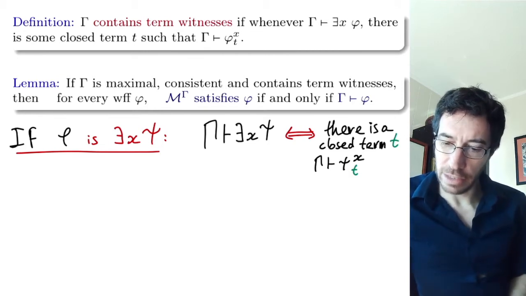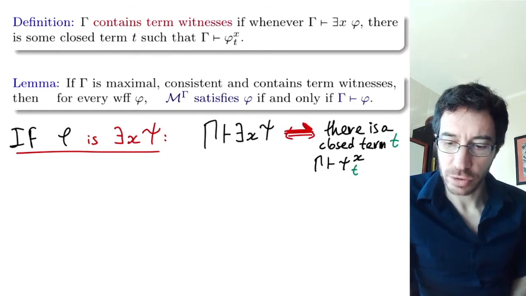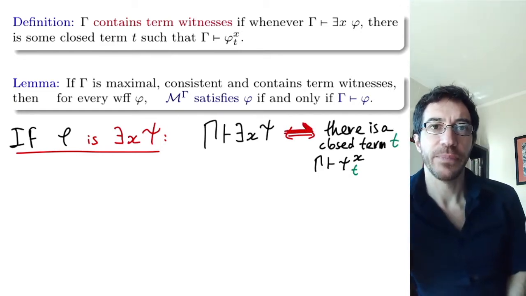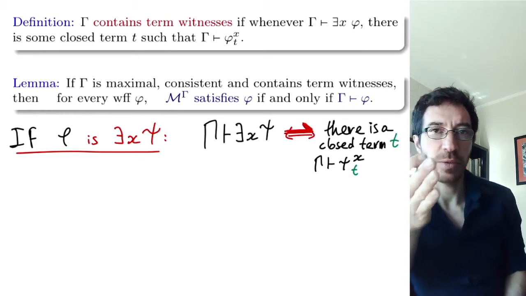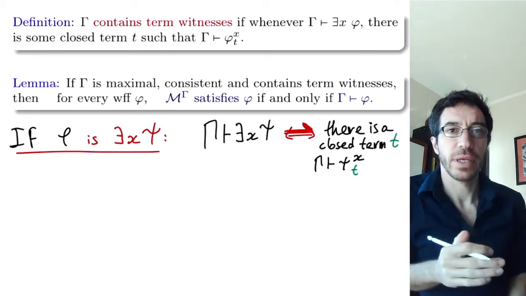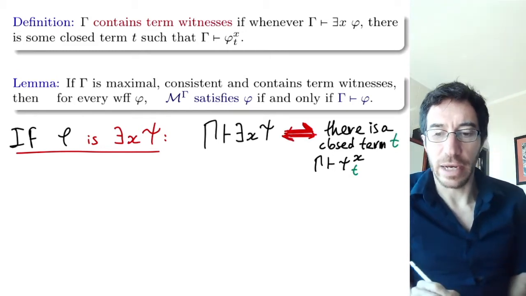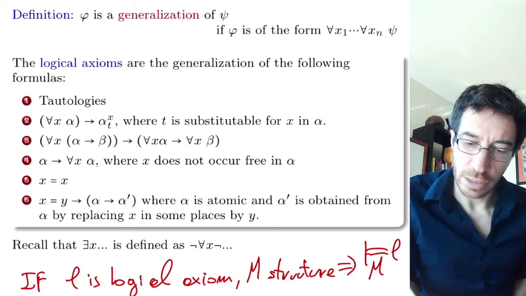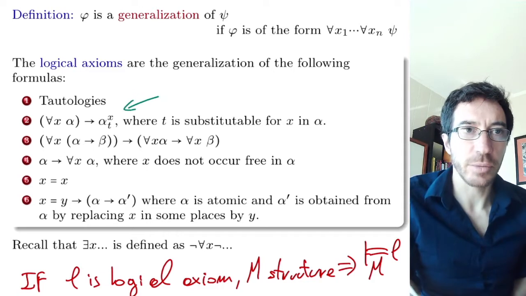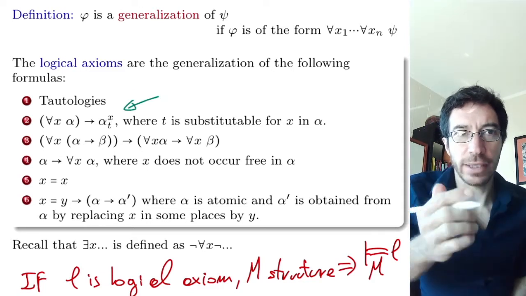Why is it that I say if and only if? One direction, from left to right, follows exactly from the property of containing term witnesses. That's what it says: if you prove this, then you prove that. The other direction follows because you can build a deduction of that essentially using these group 2 axioms, by looking at the contrapositive.